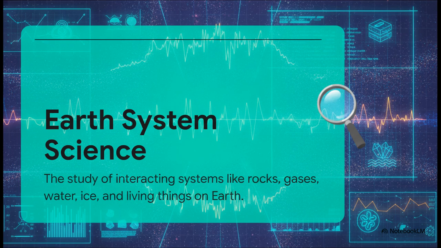You literally can't alter one piece without the whole system responding. A change in atmospheric gases instantly impacts the cryosphere's ice sheets and the biosphere's living organisms. It's exactly why a shift in distant ocean currents can ultimately dictate what crops grow in your local farming communities.